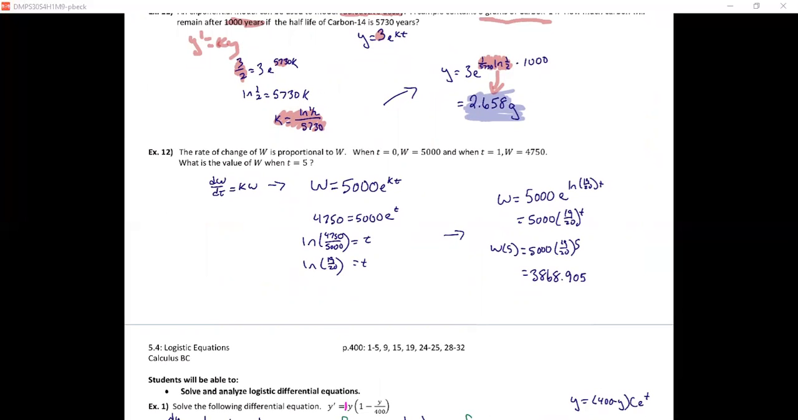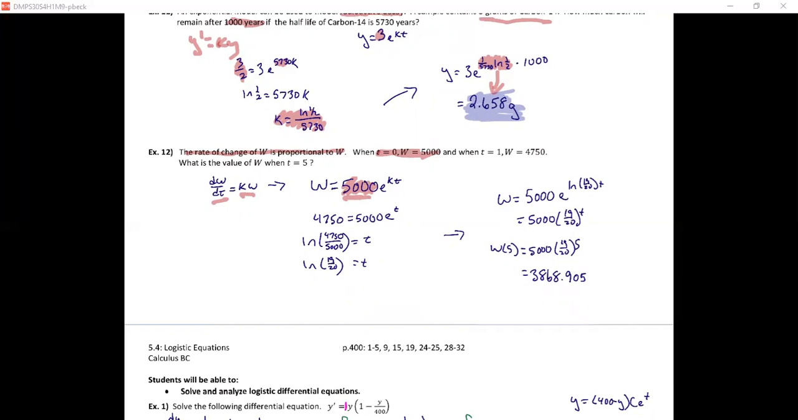If you notice, we're doing really the same thing. Our initial condition, when t equals 0, w is 5,000, so I knew that this is going to be 5,000 e to the kt. How did I know it was going to be that form? The rate of change of w is proportional to w, so that's my dw/dt is k times w. So our setup pretty much dictates that, and rather than having to do all the work, I know that I could turn it into that c e to the kt. Now our c value we're given.